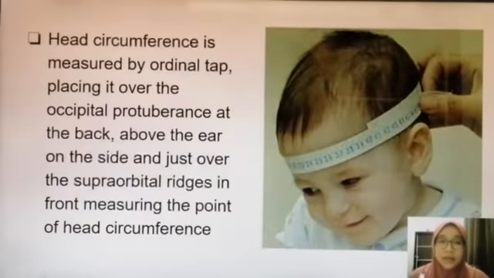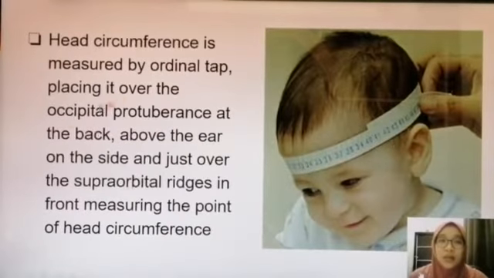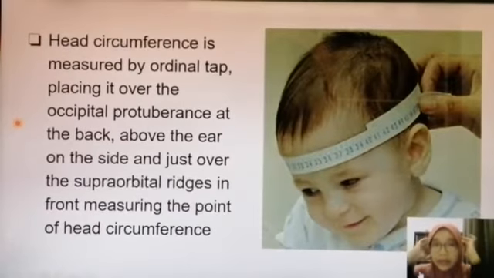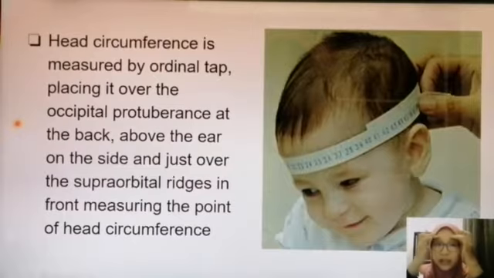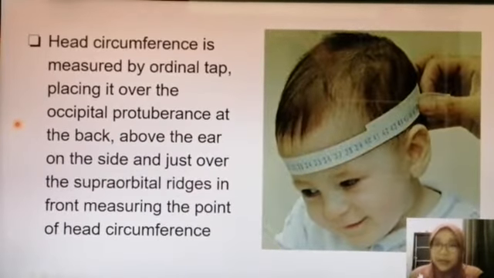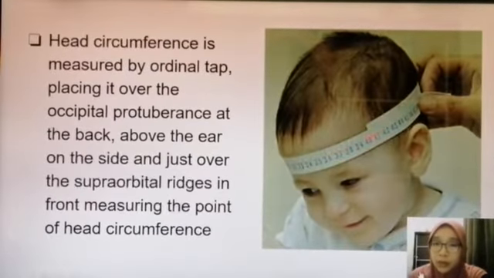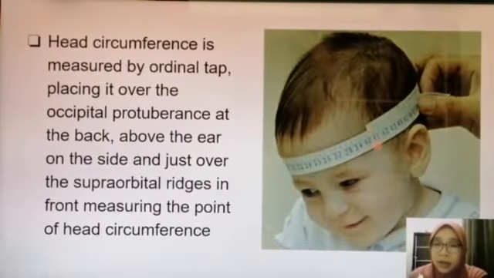Head circumference is measured by ordinal tap, placing it over the occipital protuberance at the back, above the ear on the side, and just over the supraorbital range in front, the measuring point of head circumference, like this. So we can take the infant head circumference.